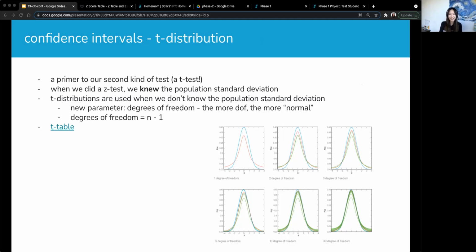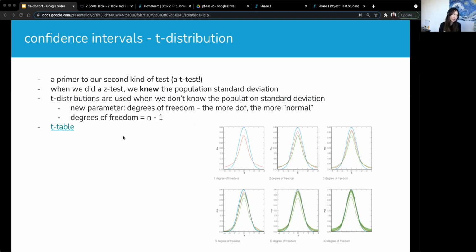Degrees of freedom is often abbreviated as DF, which I know is confusing because DF is data frames for us. But if you see DF in a statistics sense, it is degrees of freedom. The whole idea here is the more degrees of freedom that you have, the more like a normal distribution your t-distribution will look like. Whereas before our normal distribution was characterized by mean and standard deviation, our t distribution is characterized by our mean and the number of degrees of freedom. And the number of degrees of freedom is n minus 1.